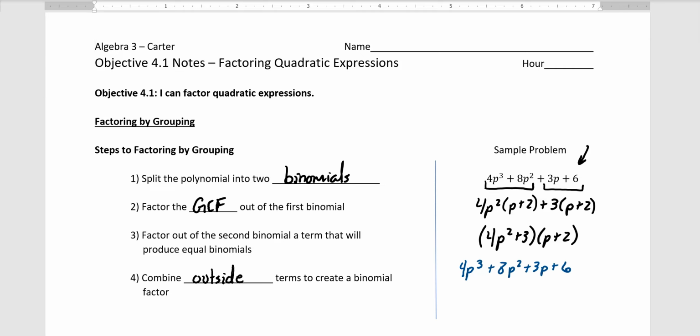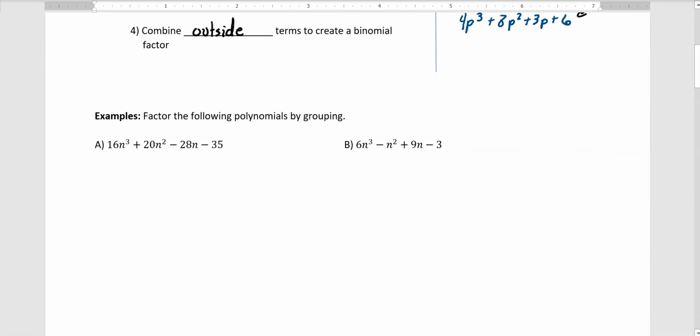Remember, that's what factors are. They're a way to see what was multiplied together to get these statements. Very good. So that's how factoring by grouping works. Let's go through it a couple more times here.